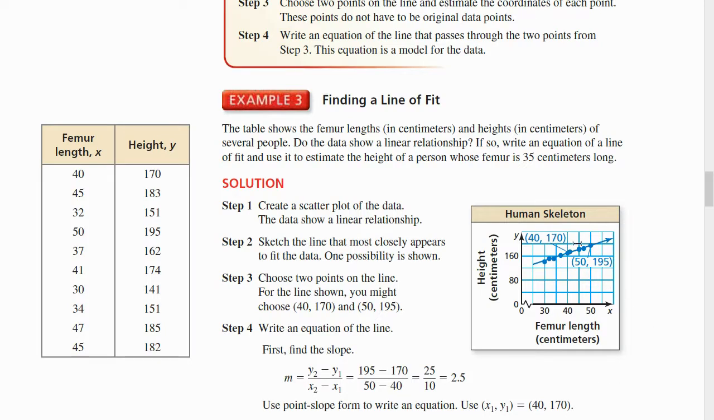And then you would find the slope. Okay, using the slope formula, here it is. But here's another way to look at this, guys. If you went from 170 to 195, what's the change? The answer is 25. If you went from 40 to 50, what's the change? The answer is 10. So 25 over 10 is 2.5. That's going to be our slope.